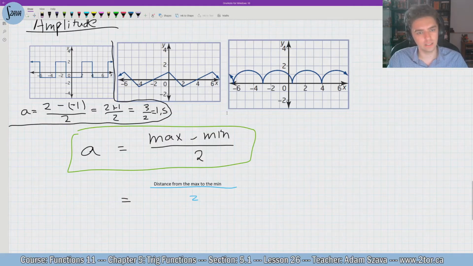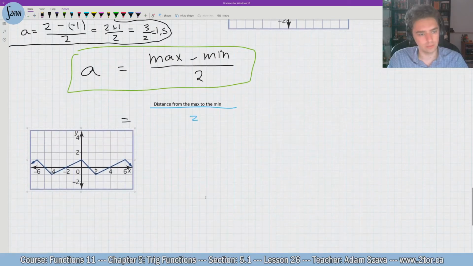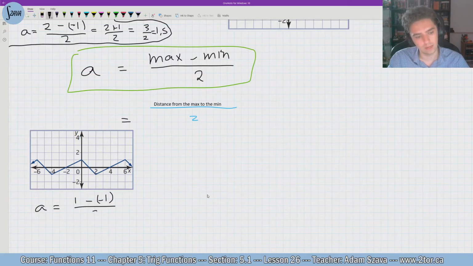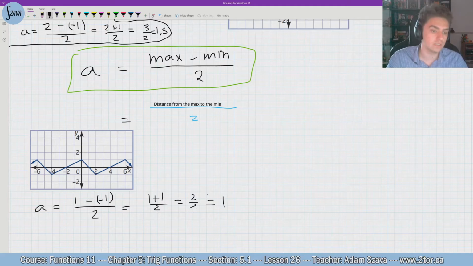Now let's take a look at this one. I'm just going to move it down so we have a little bit more space. What about the amplitude of this one? It's the max, which is 1, minus the minimum, which is -1 again, divided by 2. So it's 1 plus 1 over 2, which is 2 over 2, which is 1. So the amplitude of this function is 1.